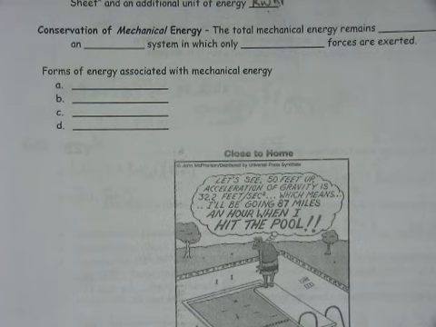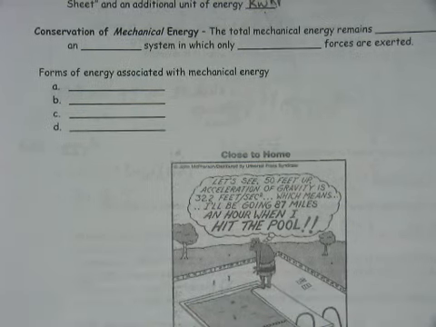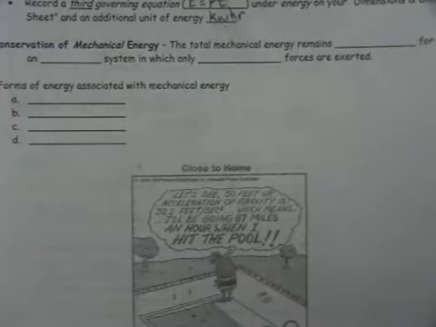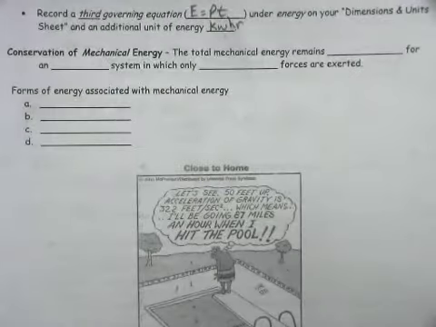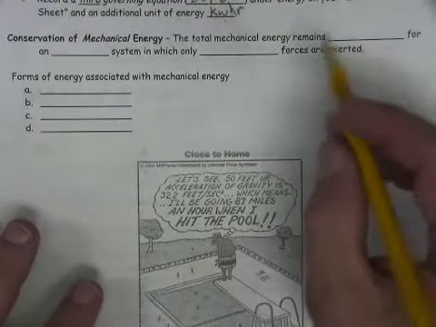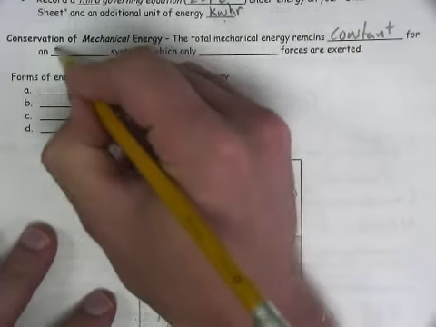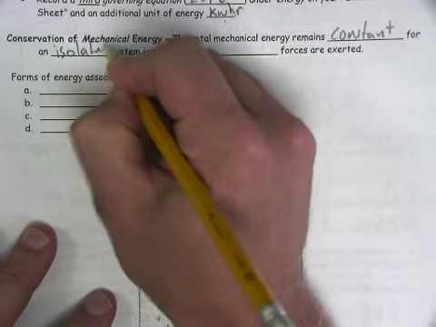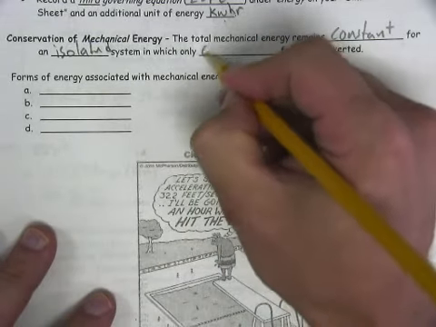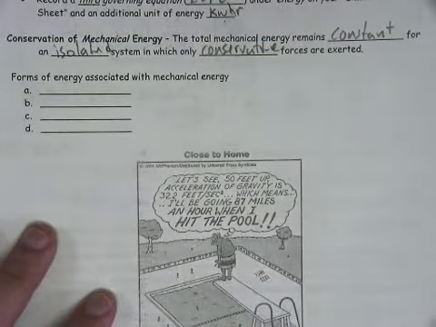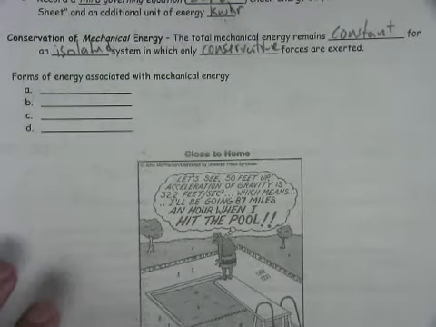Let me first define conservation of mechanical energy, run through an example, and then we'll go to example number, I think it's example number 3. So let's start it out. Conservation of mechanical energy: the total energy remains constant for an isolated system in which only conservative forces are exerted.